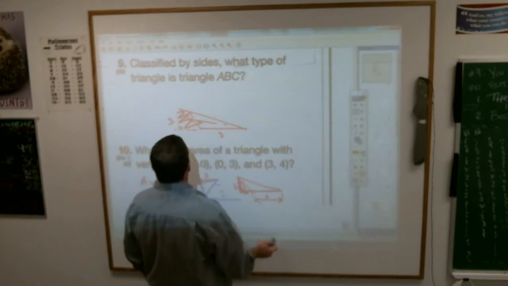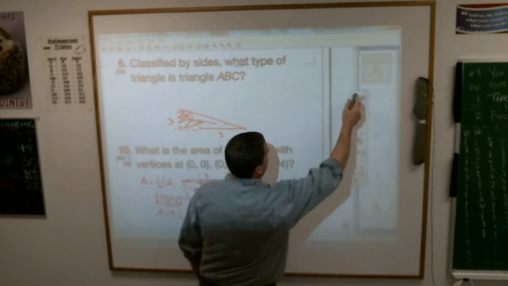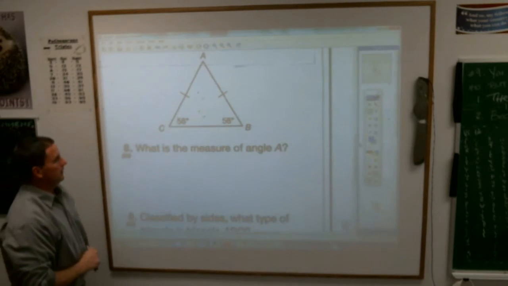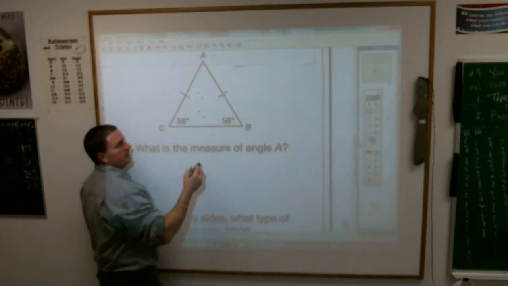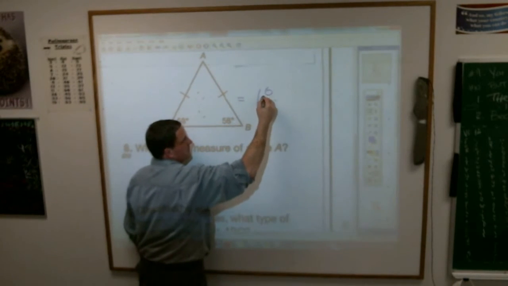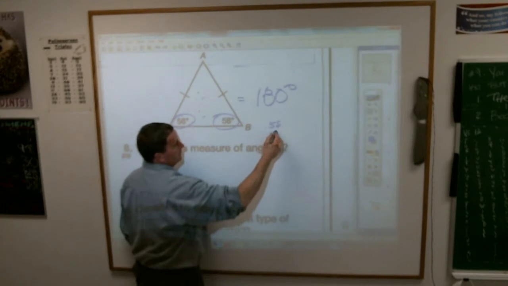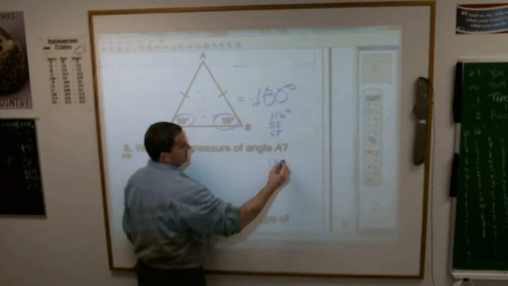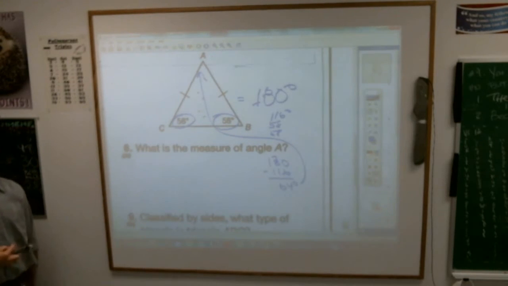Number 8. Anybody know what number 8 is? What is the measure of angle A? Not A, but B. Measure of angle A. What type of triangle is this? 2 equal sides makes it isosceles. A triangle has a total of how many degrees? 180. You have 58 here and 58 there, which is a total of 116 degrees. So you just have to say, okay, I have 116 degrees. I need to subtract that from 180 to figure out what's left, which is 64 degrees. That has to be how big angle A is, because those three have to add up to 180.